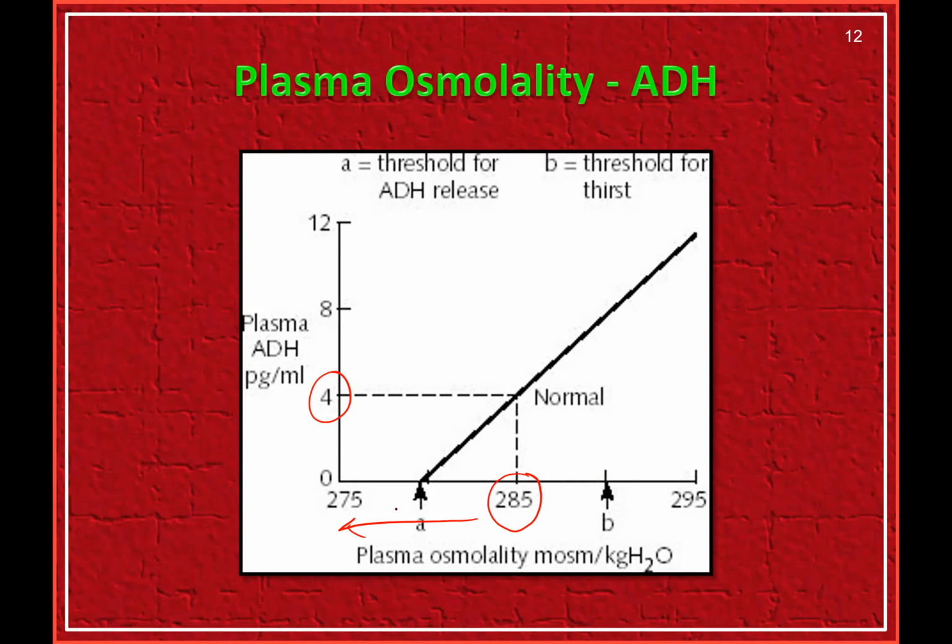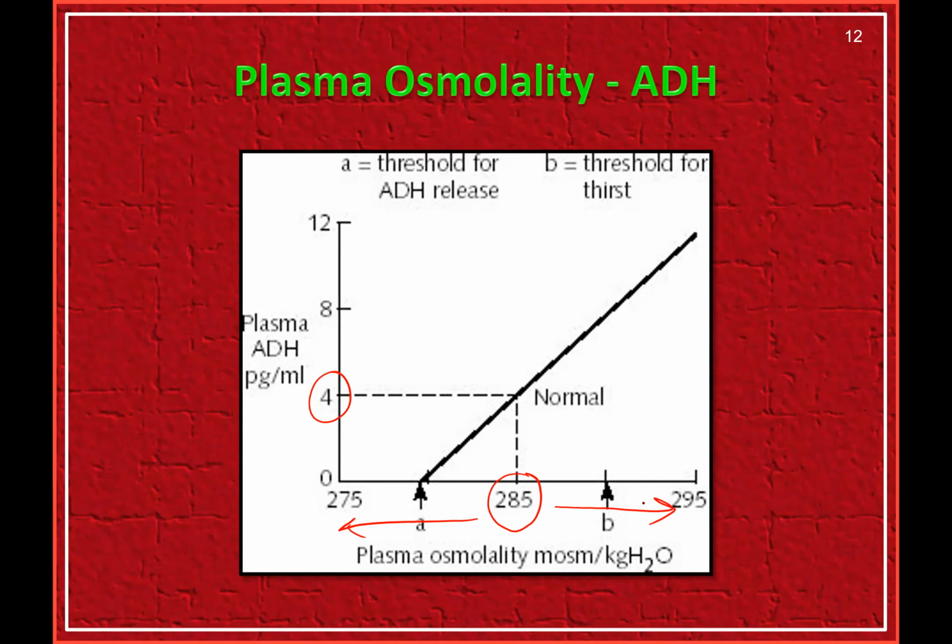On the other hand, if the plasma becomes concentrated to 295, we need to retain more water to dilute it, so we require more ADH, antidiuretic hormone. So there is no diuresis, water is retained, and this is brought back to normal.